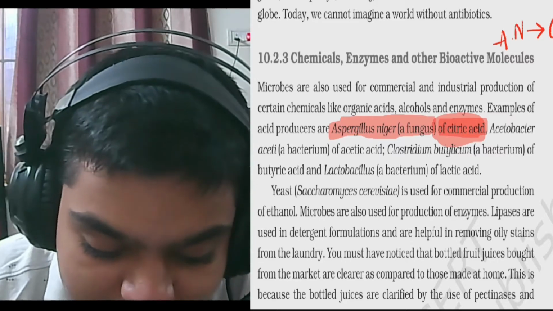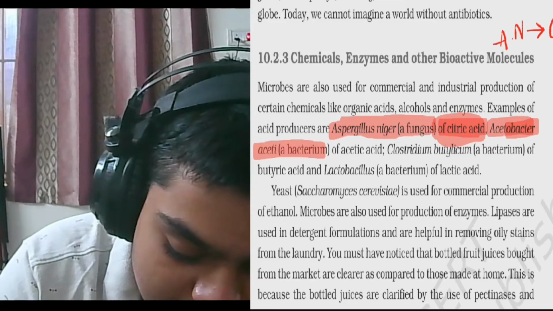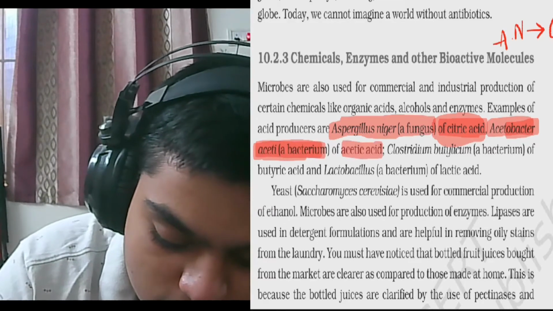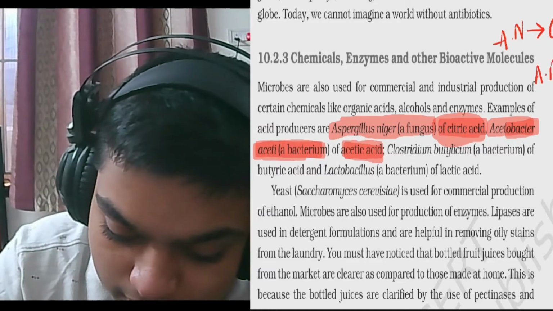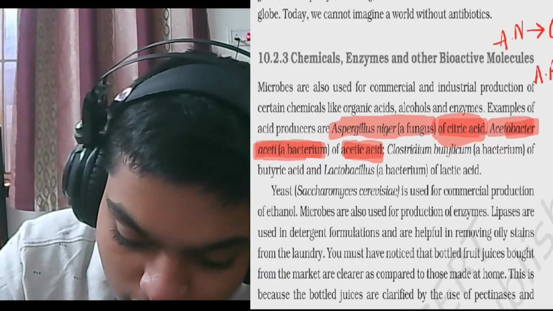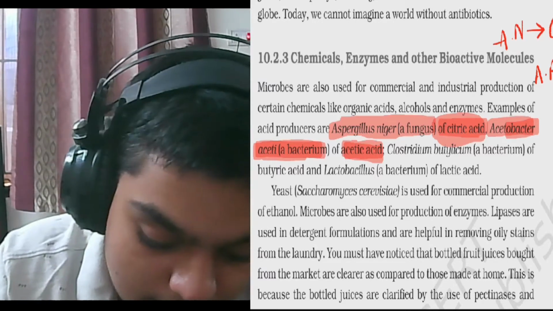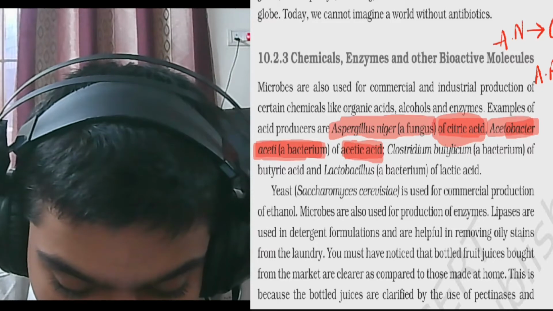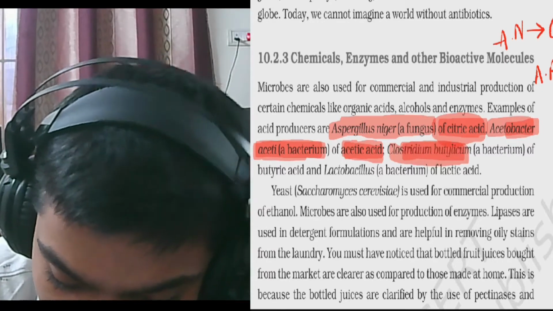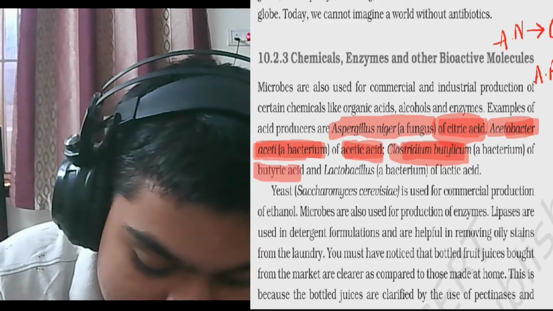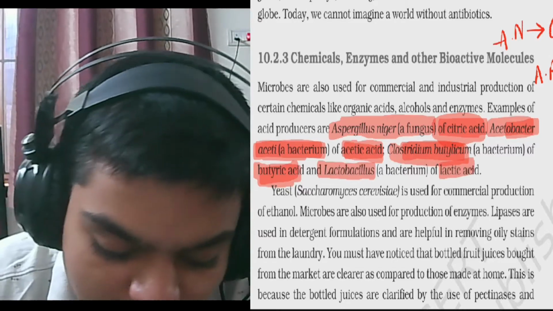Acetobacter aceti. It is a bacterium which is used in the preparation of acetic acid. Right here, Acetobacter aceti, used in the preparation of acetic acid. Okay, Clostridium butyricum. It is used in the preparation of butyric acid. It is a bacteria. Lactobacillus, used in the preparation of lactic acid.